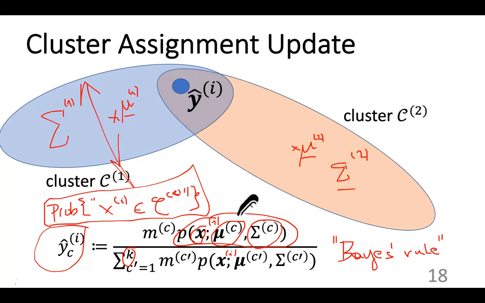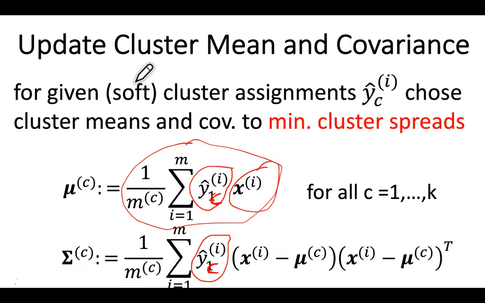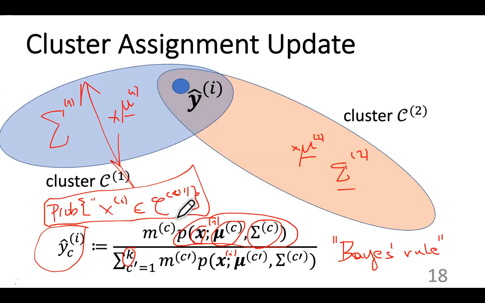Exactly, very good. So it seems there's one mathematician in the audience. We start with an educated guess or initialization, and then we iterate. So we start with some initial choice, for example, a random choice for the cluster means, covariance matrices, and effective cluster size. And then we start. Since we have an initial choice for the cluster means and covariance matrix and this effective size, we can evaluate this update and get a better guess, or we get a first guess for the degrees of belonging.